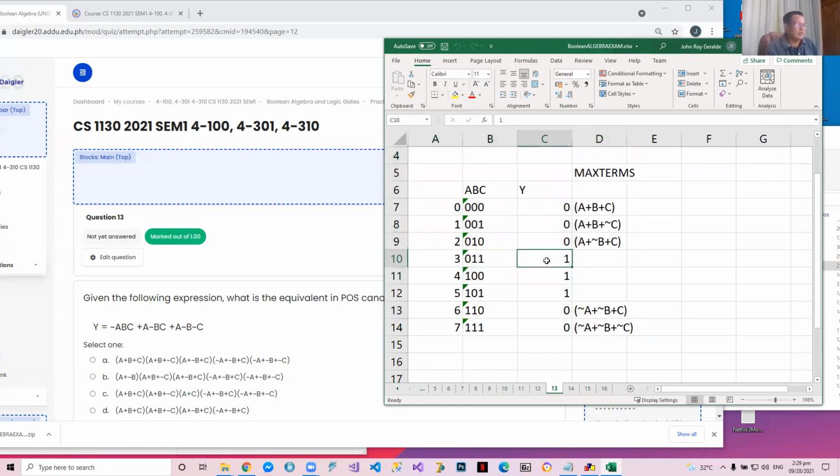So these are the min terms, no? Not A, B, C, so 0, 1, 1. A, not B, C.